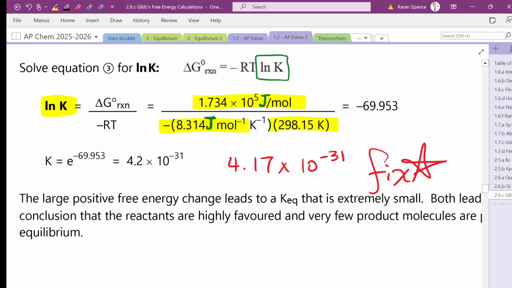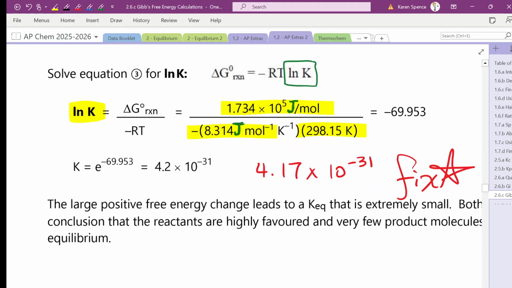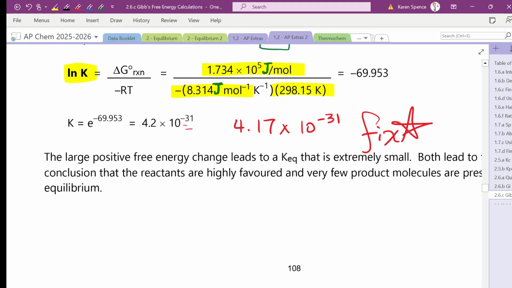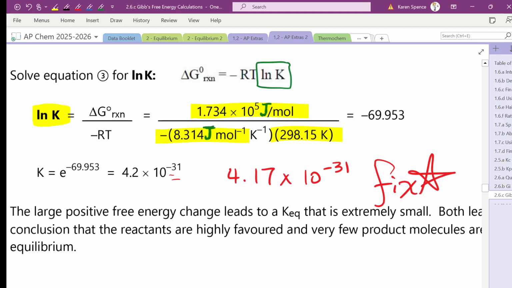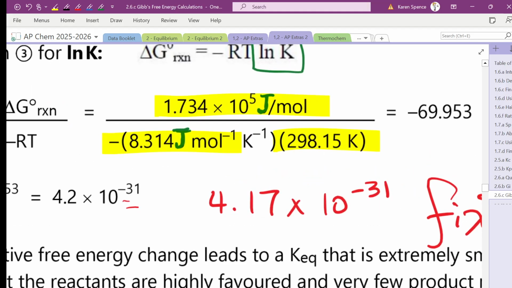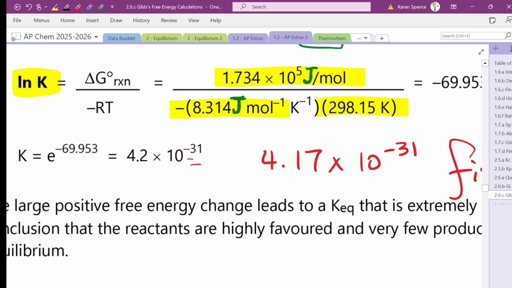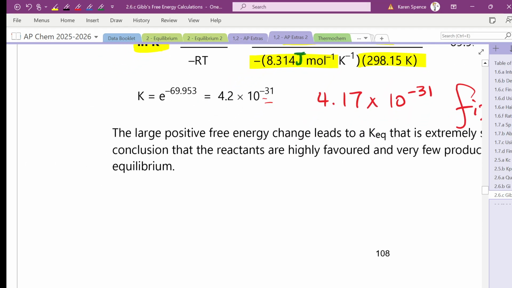Okay. So we have an extremely small K value, which goes along with our large, positive delta G. What was our delta G? Our delta G was times 10 to the 5, so that's pretty darn big. And then our K is very, very small. So the reactants are highly favored. Hardly any product gets made.